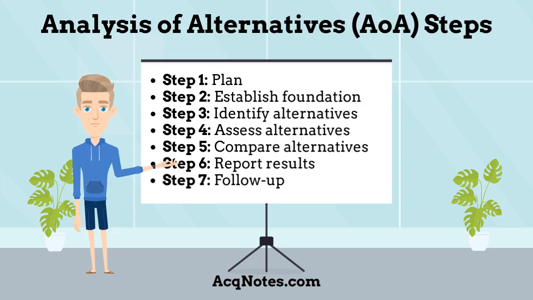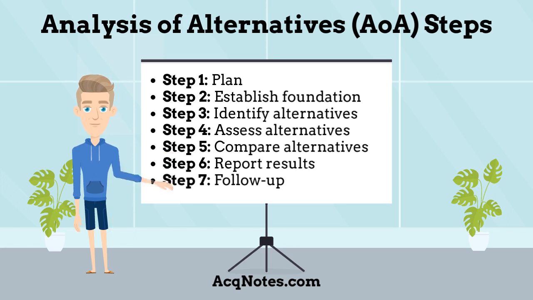Steps to conducting an analysis of alternatives. The 7 steps in conducting an AoA include: Step 1: Plan. Determine the goals, schedule, stakeholders, funding, team, and deliverables. Step 2: Establish analysis foundation. Determine the problem and scope being addressed and the ground rules and assumptions.